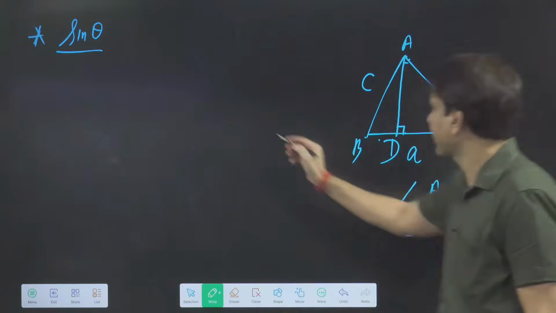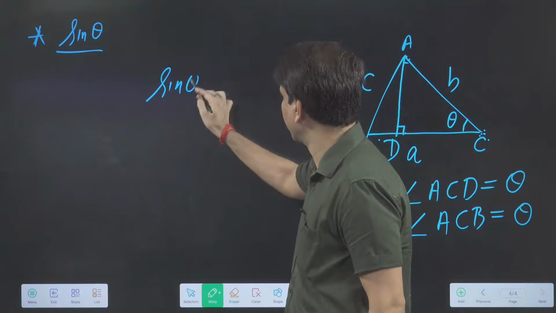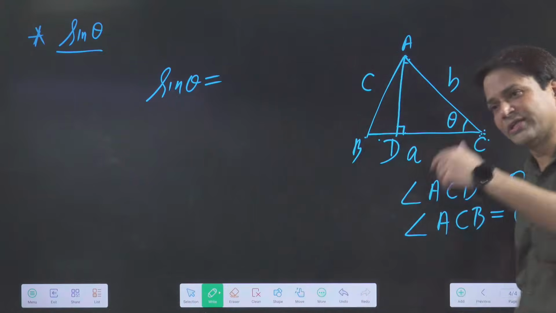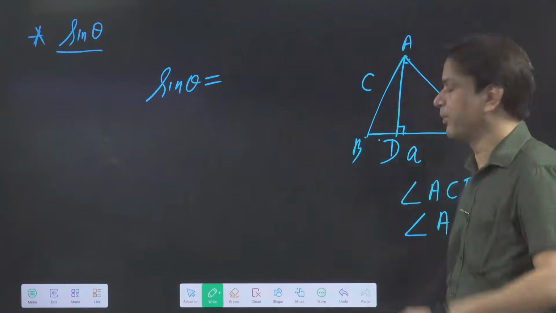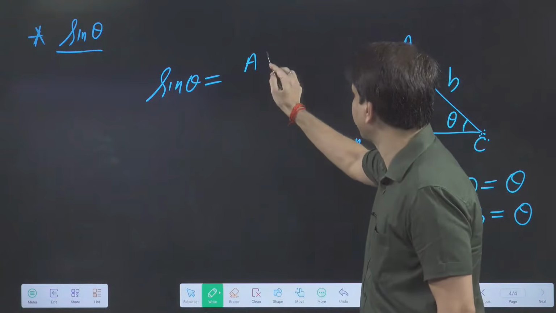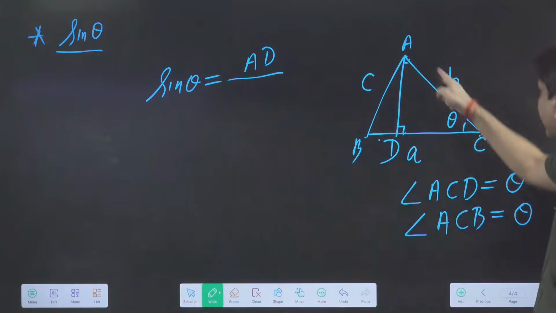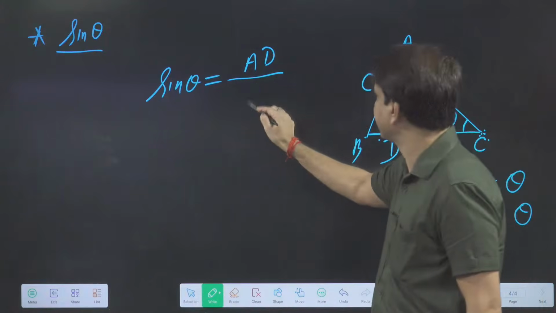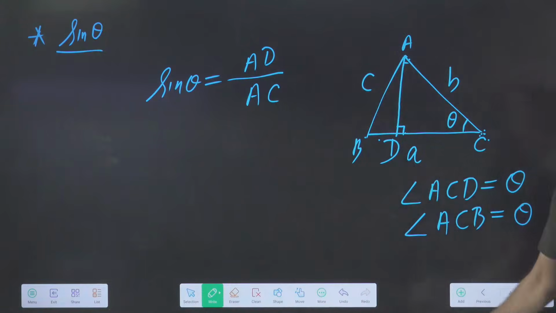Now what is the sine theta? I can say sine theta is equal to, now you can use your formula also, opposite upon hypotenuse. Now opposite is perpendicular. What is that? AD. AD by hypotenuse. Now I can define the hypotenuse also. That is what? AC. So now AD by AC, that will be the sine theta I can define in this triangle.